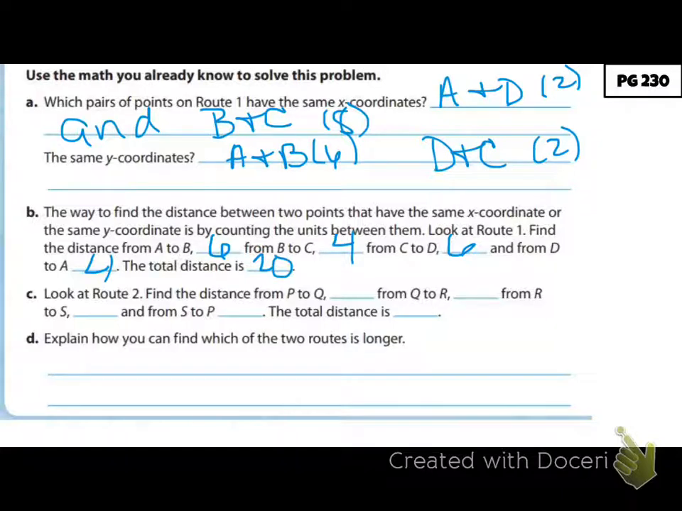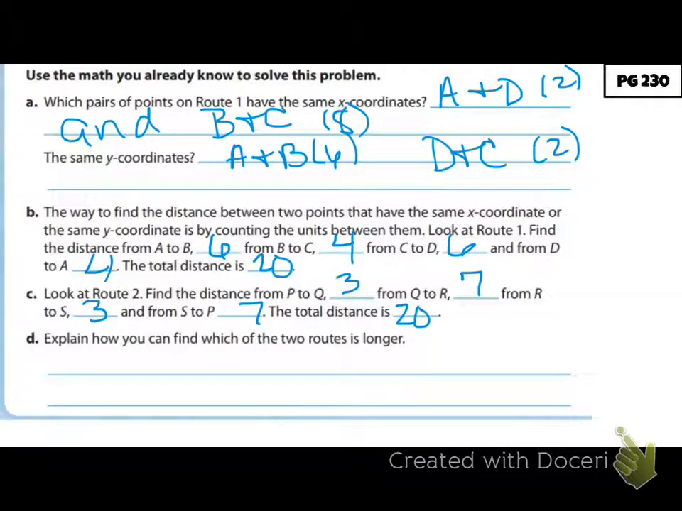So if we then want to add those up to find our total distance, we would get a total of 20. Looking at Route 2, we find the distance from P to Q, and we count and find 3. From Q to R, we would find 7. From R to S is 3, and from S to P is 7. So if we add all of those up, the total distance is 20 on this one as well.